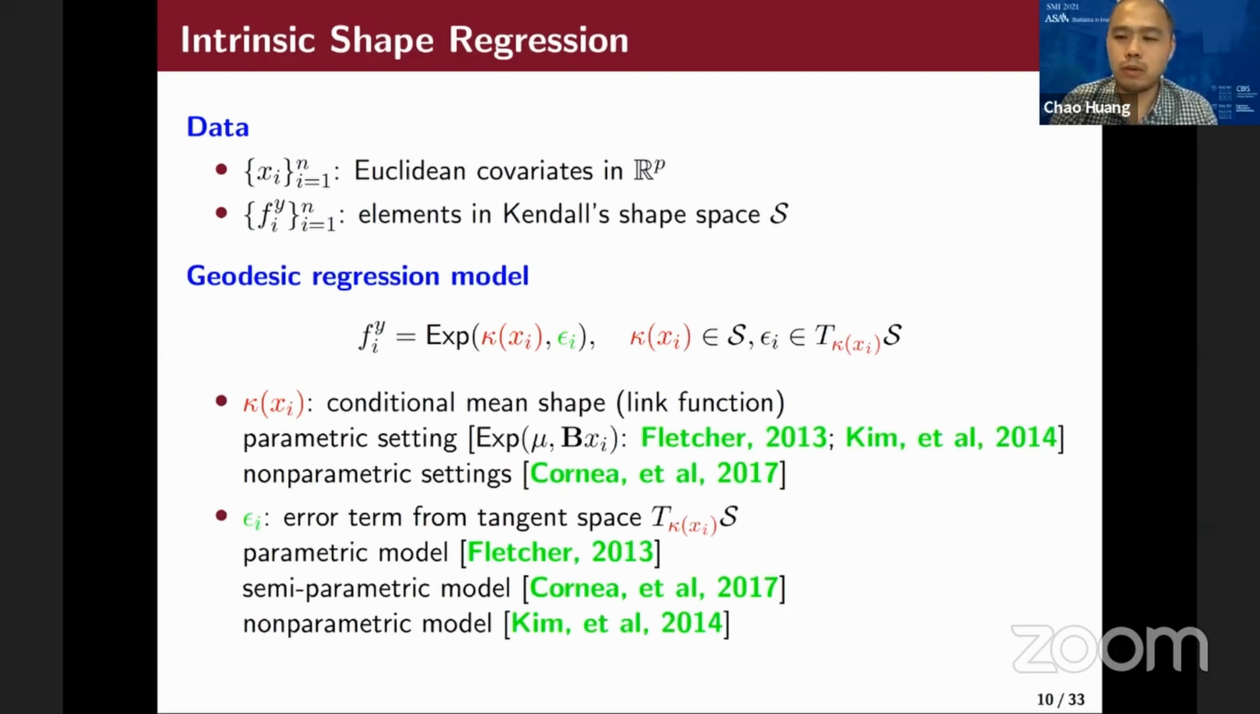The error term is usually defined on the tangent space, T kappa(x_i). And it can be defined in different ways. For example, it can be defined in a parametric model, like the Gaussian distribution on this tangent space. Also, we can use a semi-parametric model, where we give some conditions on the first and second moments of this epsilon. And we can also use a non-parametric model here.